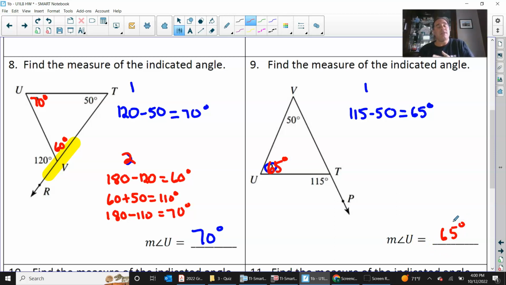Now, if you did not know that, I'm just going to go through again with my method number 2. It is a little bit longer, but that's okay. If you want to use this method, we have a straight line. A straight line equals 180 degrees. So the first thing I'm going to do is 180 minus 115, and that is 65 degrees.